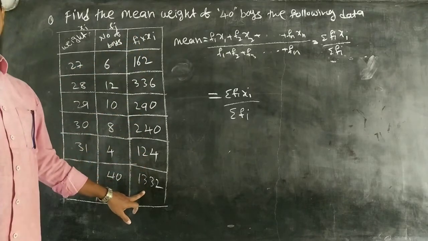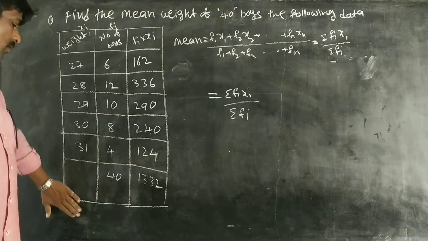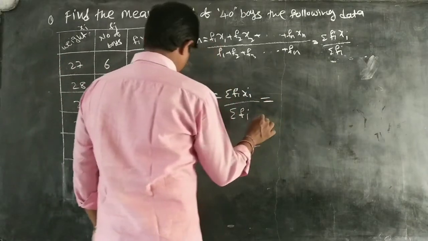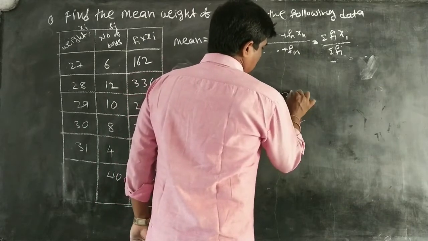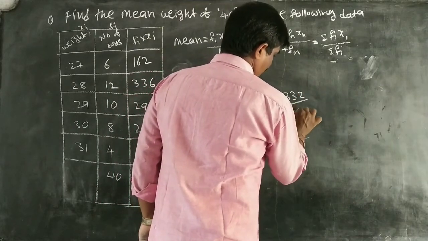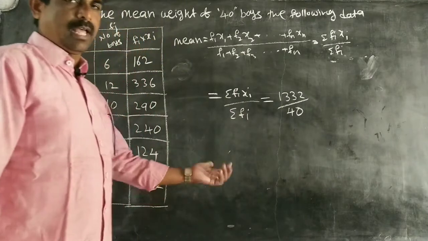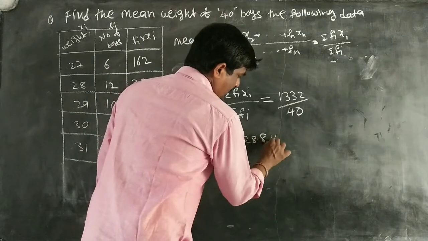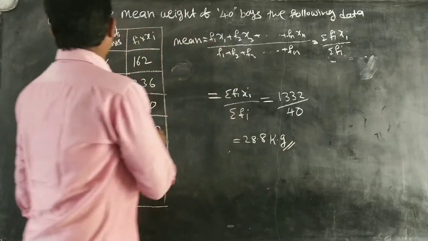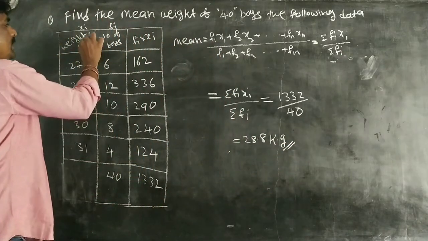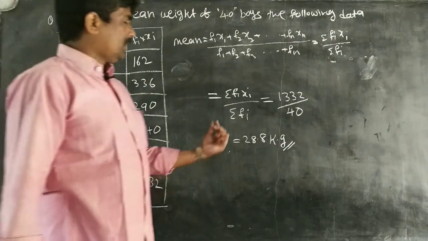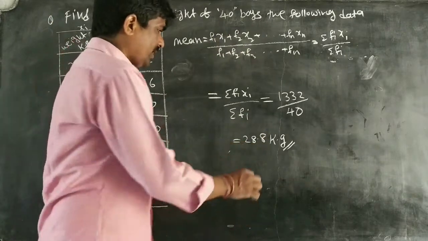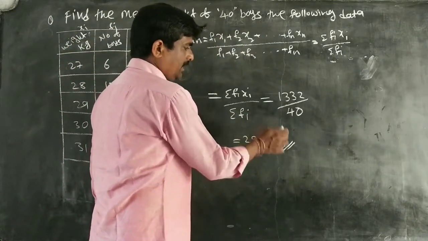Total, I am getting 1332. These are 40 members. So sum of fi is equal to 40, and 1332 by 40. Same average concept. We are getting 28.8 kgs. The weight is given in kgs. So the average weight of 40 boys is equal to 28.8 kgs.